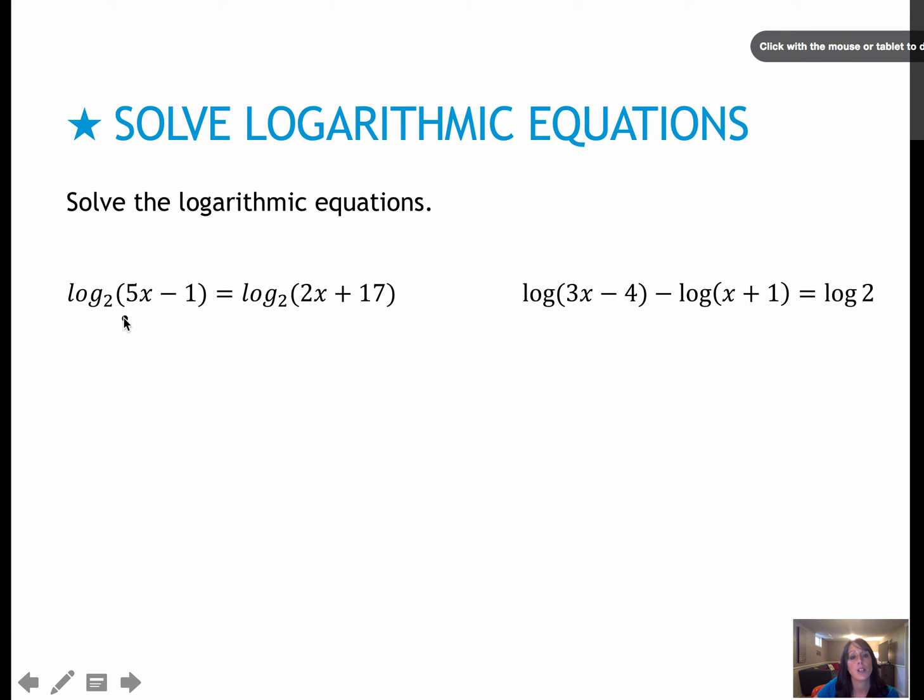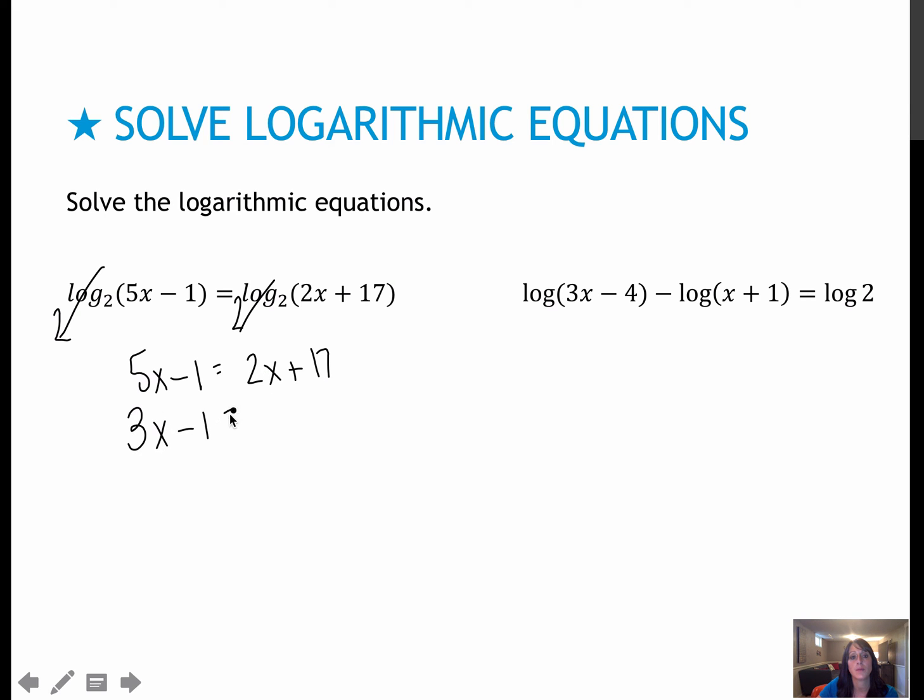So for the first one, notice they're both log base 2, so I'm just going to exponentiate each side right away. That gives me 5x minus 1 equals 2x plus 17. I'll subtract 2x from each side, add 1, divide by 3. Double check to make sure that gives me positive values, and it does, so that's my solution.